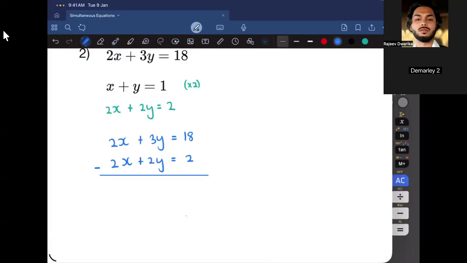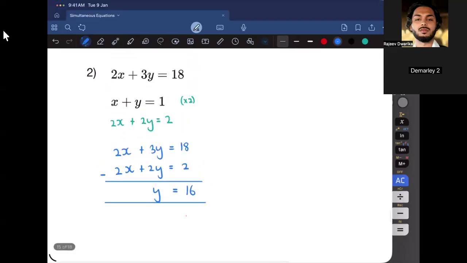3y, what is 3y minus 2y? That's y. Right? What is 18 minus 2? A lot of students make this mistake and will put 20 here. But no, it's 18 minus 2, the same way as 3y minus 2y. So what is 18 minus 2? That's 16. Right? So y is 16, bam.